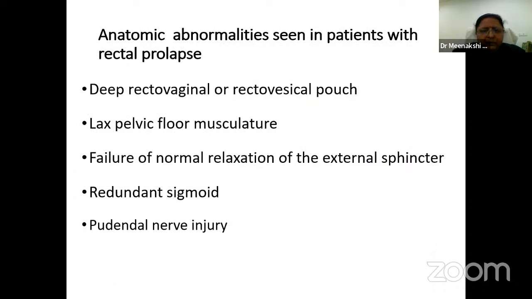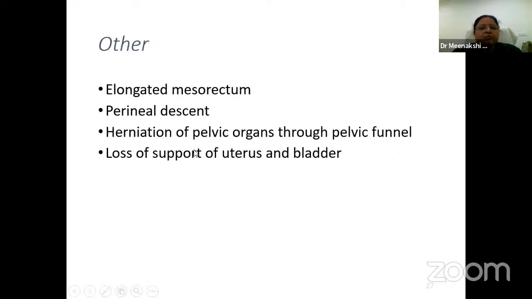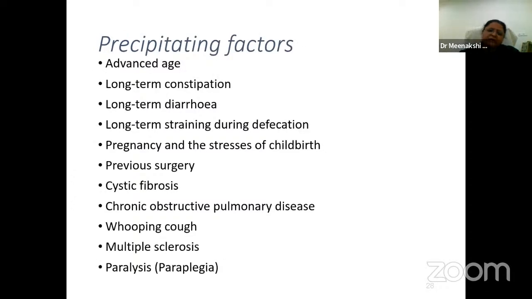Then the anatomical abnormalities which can be seen with the patients, like deep rectovaginal or rectovesical pouch, lax pelvic floor musculature, failure of the normal relaxation of the external sphincter, redundant sigmoid, and the pudendal nerve injury. Other factors like elongated mesorectum, perineal descent, herniation of the pelvic organs through the pelvic tunnel, and loss of support of the uterus and bladder. So everything matters when we consider this rectal prolapse.